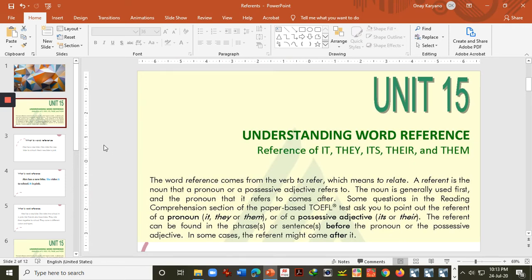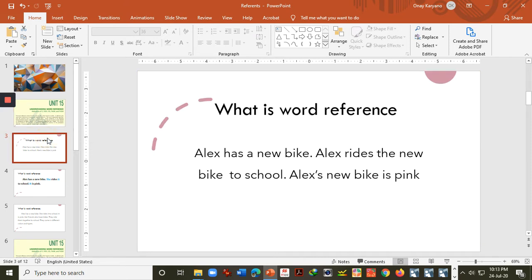Let's find out what word reference is. Okay, look at this example, right? So Alex has a new bike. Alex rides the new bike to school. Alex's new bike is pink, as you can see here.